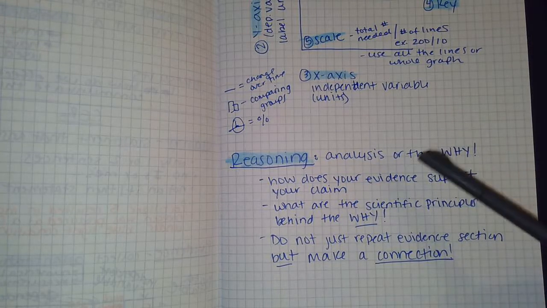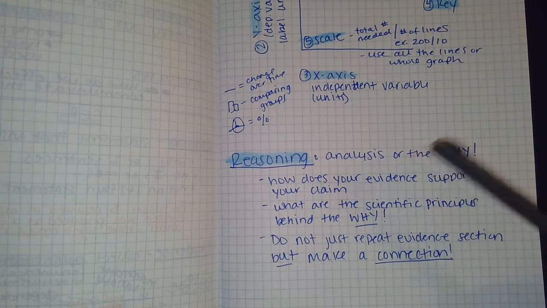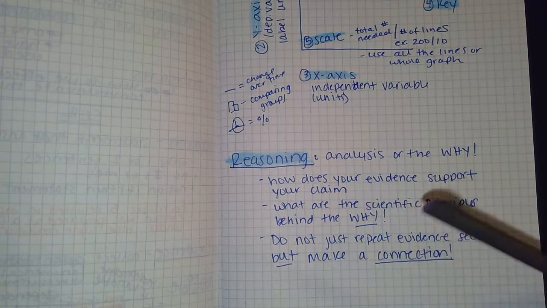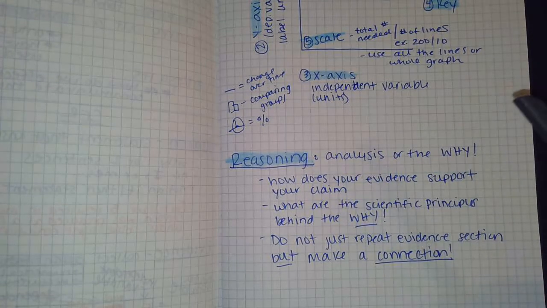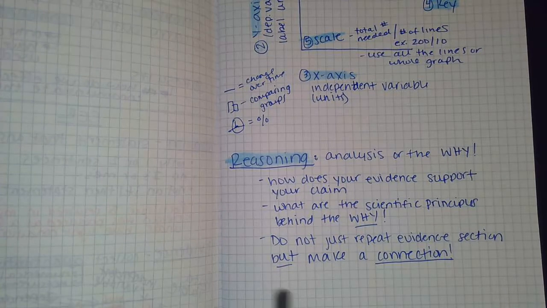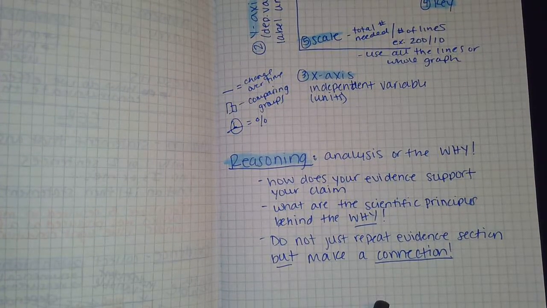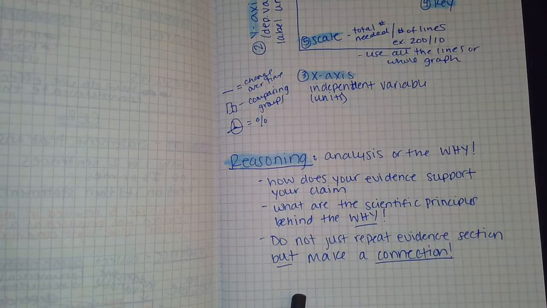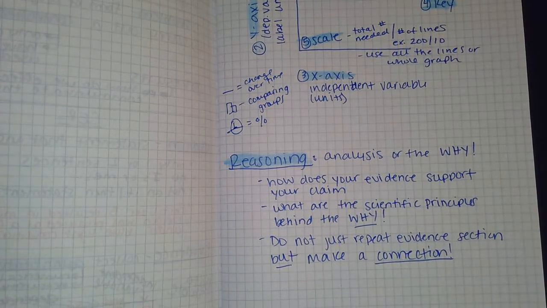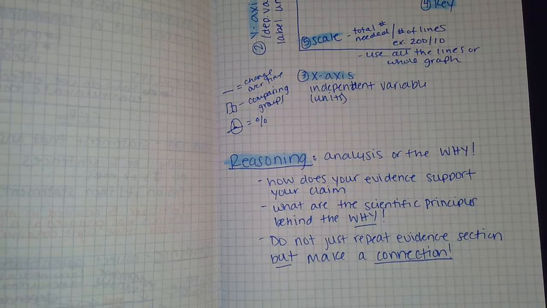So if I said plant fertilizer B had more growth, why? Why did it have more growth? Were there extra nutrients in it that were needed for photosynthesis? What was the scientific principle behind it? Okay. And that shows us if you really understood what the lab was about and you're understanding the content. Really important. You do not just repeat your evidence. You don't say the reason fertilizer B worked better was because it had 7 centimeters of more growth. The why did it have 7 centimeters of more growth? And so the reasoning section is going to be really important.